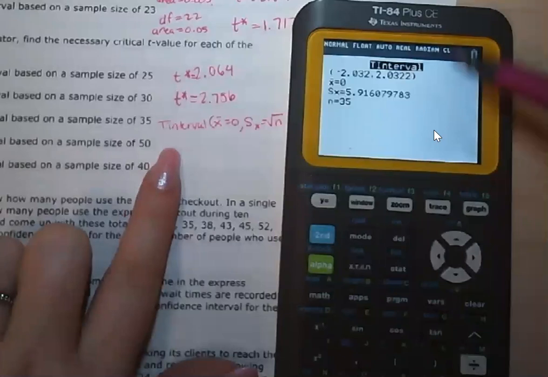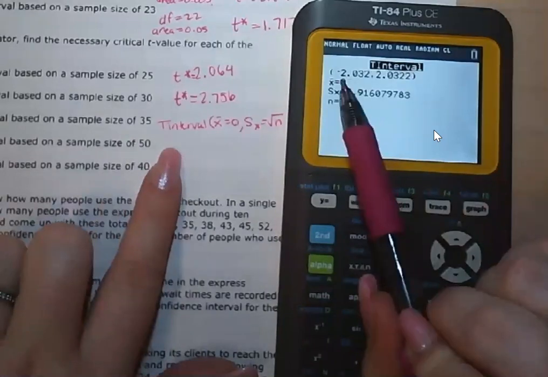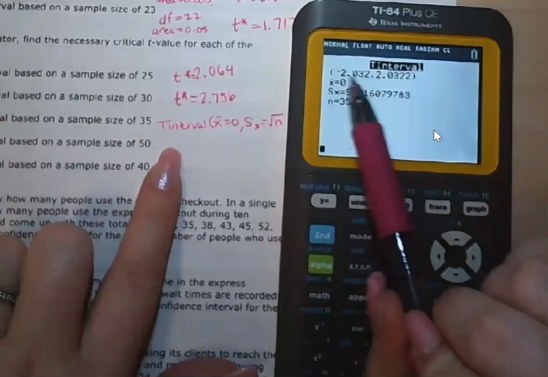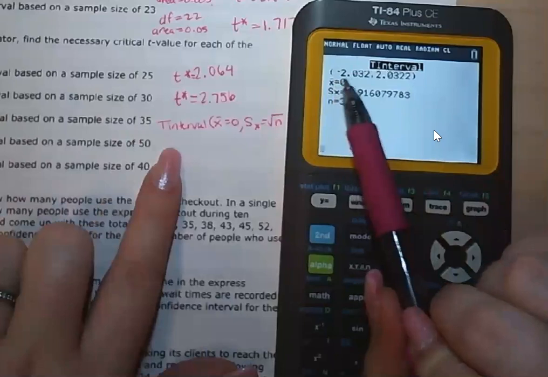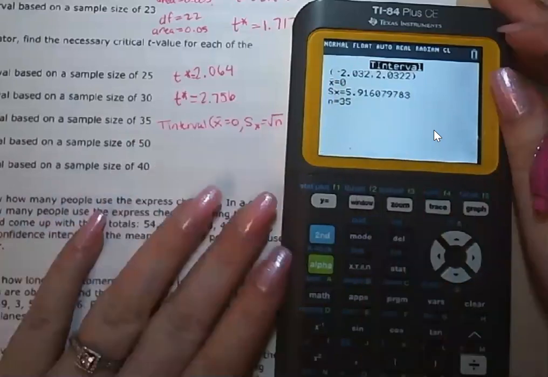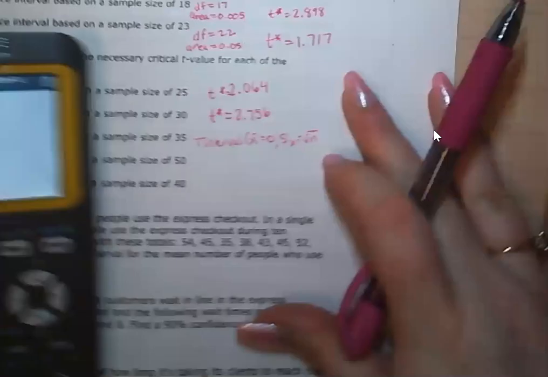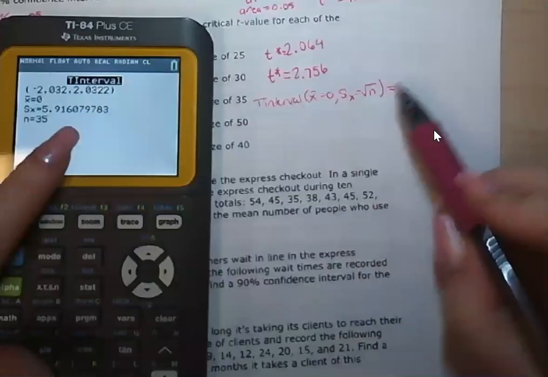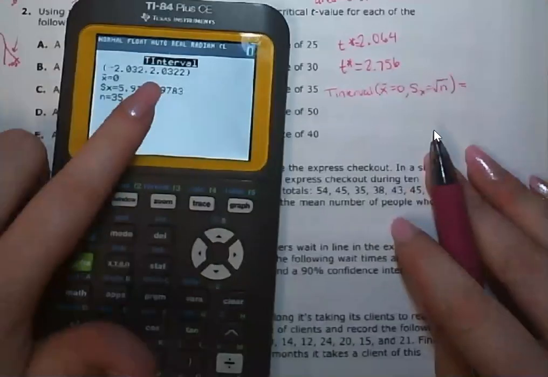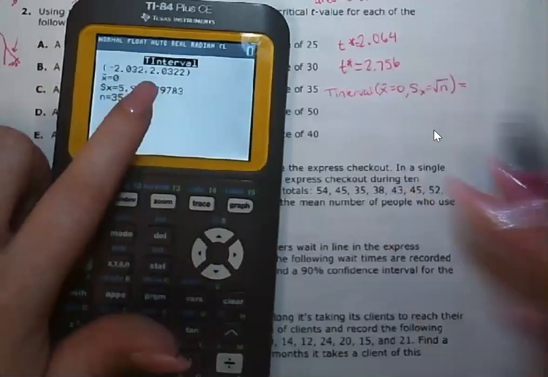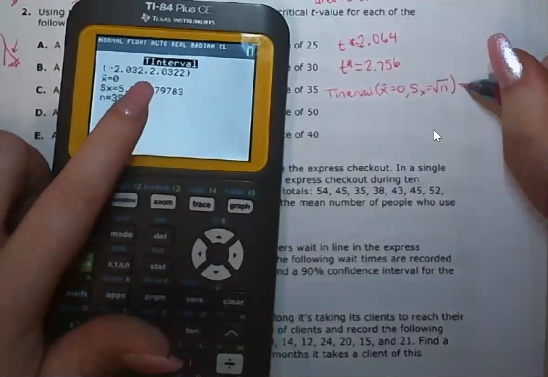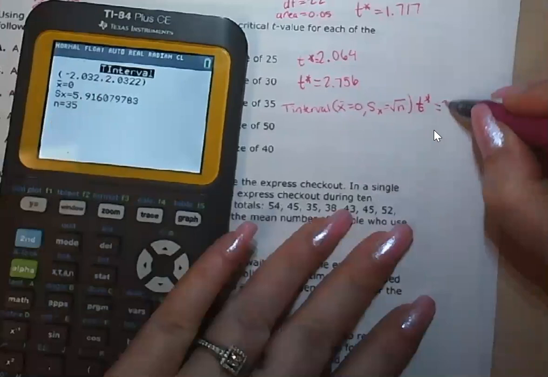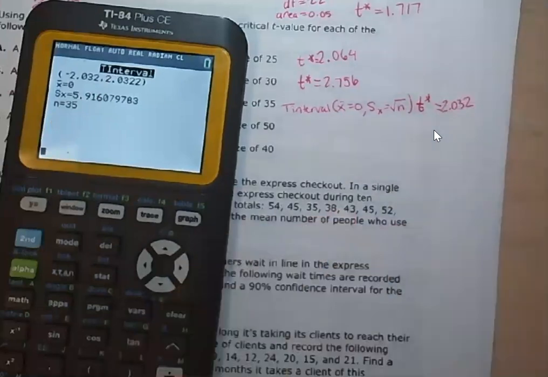When I do that, it gives me the confidence interval that's centered at 0. So this is one way. These are actually the t stars that will give me any confidence interval with that sample size and that area. We only need one of these two numbers. This is negative t star, this is positive t star. I'll just put my positive t star. T star is equal to 2.032. Can you see that?